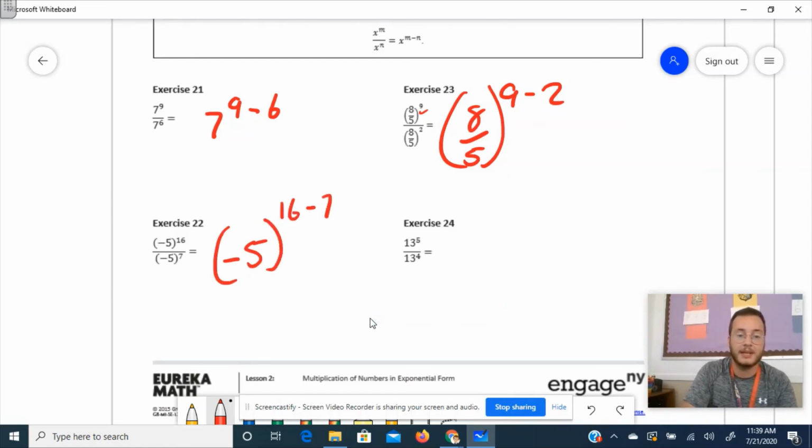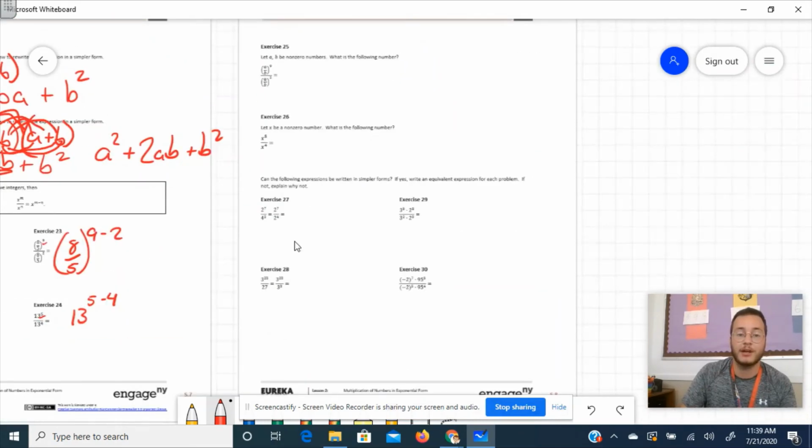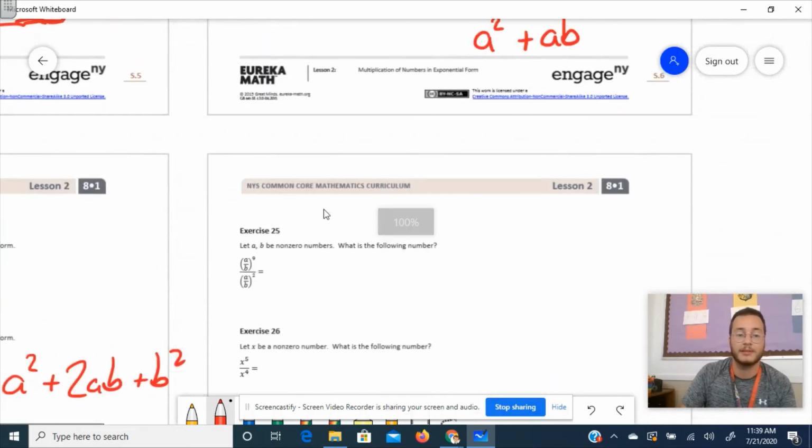16 minus 7. And then 13 is my shared base. My exponent is bigger on the top, so 5 minus 4. We will do some, I think it's in lesson 5, where the exponent is not bigger on the top. You can still do it, but for these lessons, we're just going to do the subtraction whenever the exponents are bigger on the top.